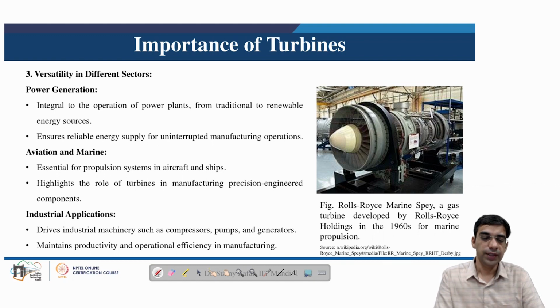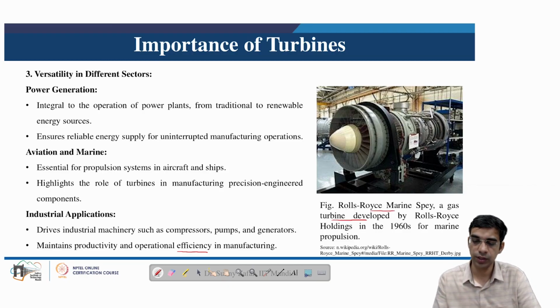In terms of the versatility of turbines for various sectors, turbines are not only used in power generation, they are also used in the marine and aviation sectors. They are also used in industrial applications, where they drive industrial machinery like compressors, pumps, and generators. They maintain high productivity and efficiency. Here we can see a photograph of a Rolls-Royce marine gas turbine. Here we can see the entrance section and the fans, then the compressor, then the combustor, and lastly the turbine section.